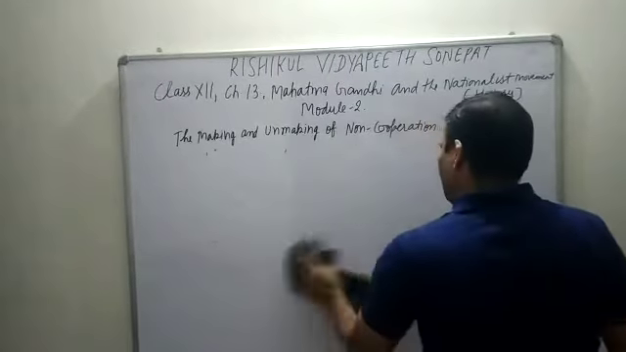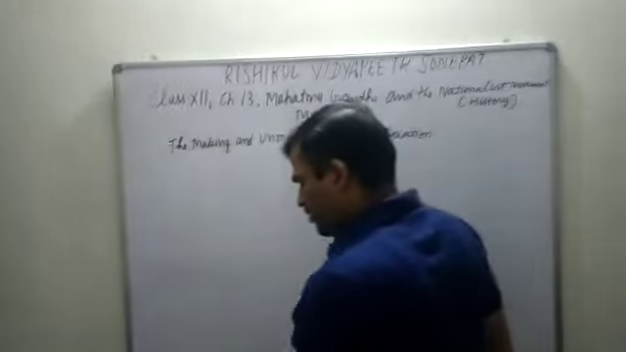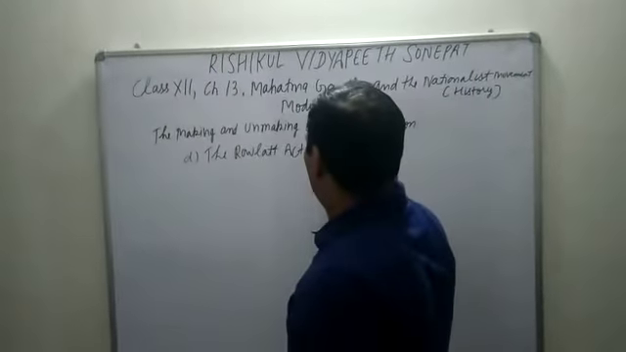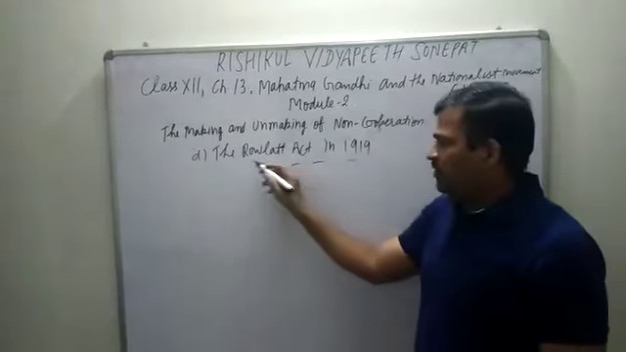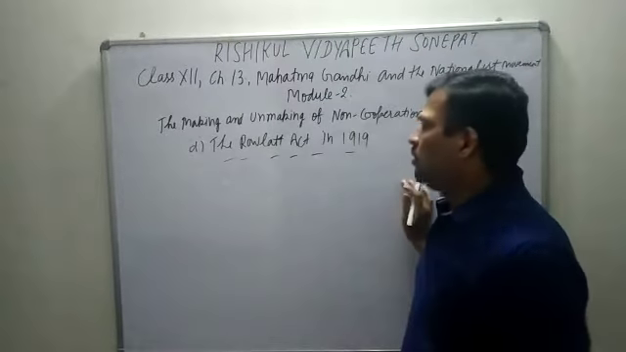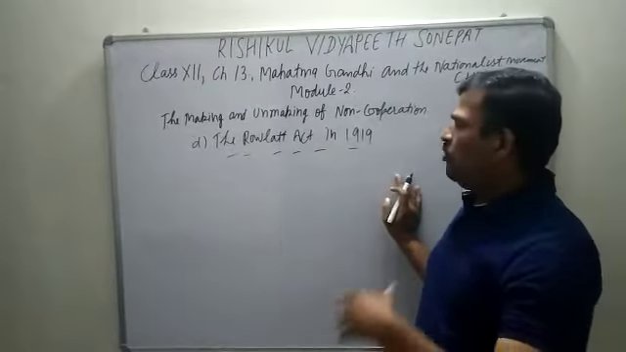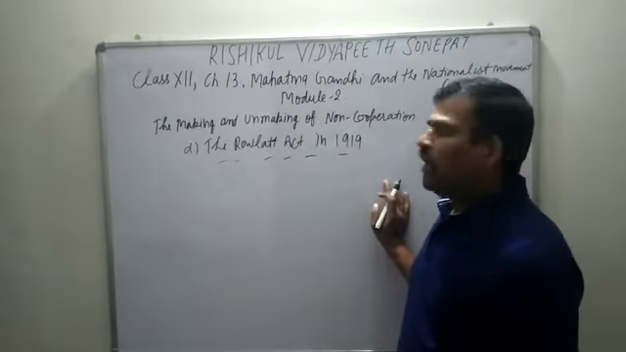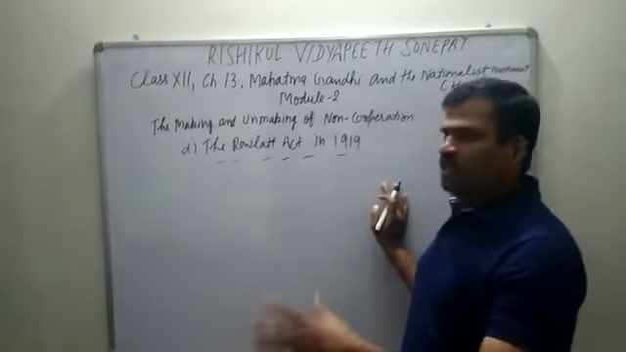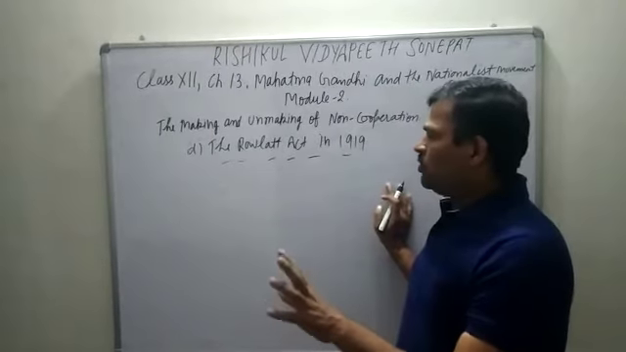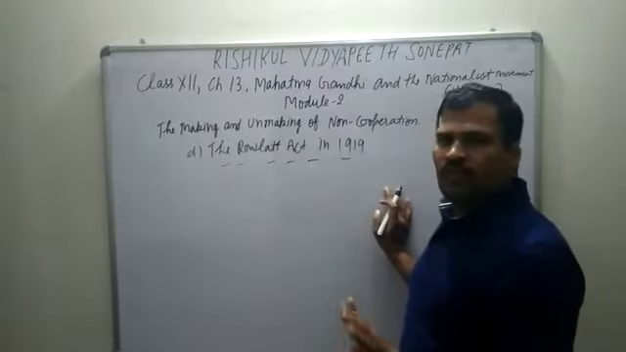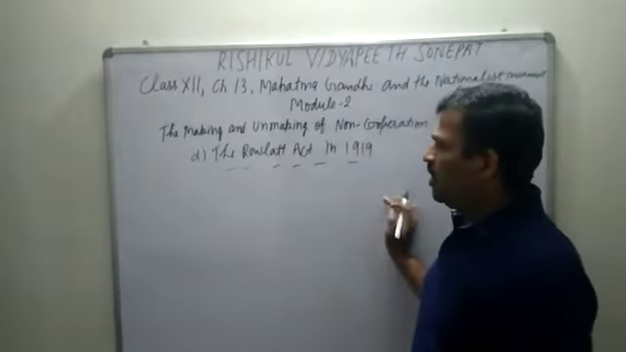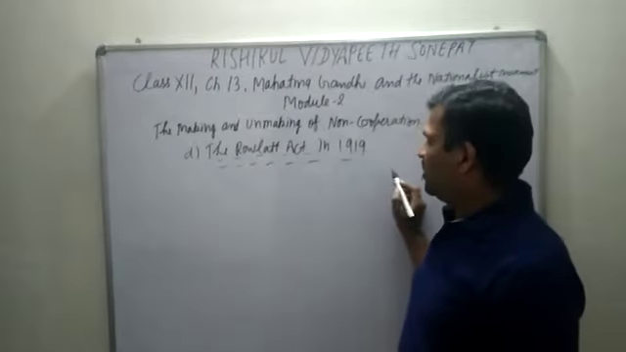In 1919, an Act was passed by the Britishers, under which persons who went against the government, who indulged in anti-government activities, would be punished. Martial law was implemented, especially in Punjab. Whoever created problems would be penalized. For 2 years they would be detained in jail, in prison, with no hearing. This was the Rowlatt Act of 1919.